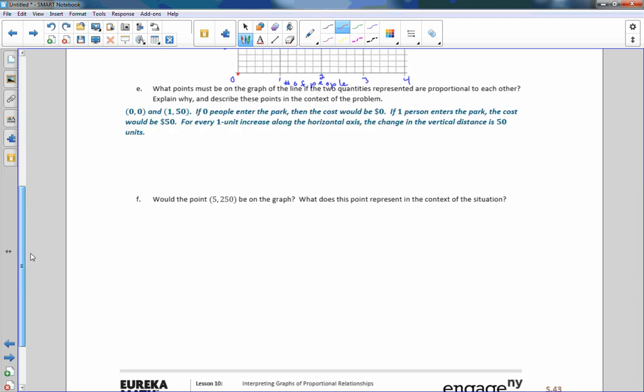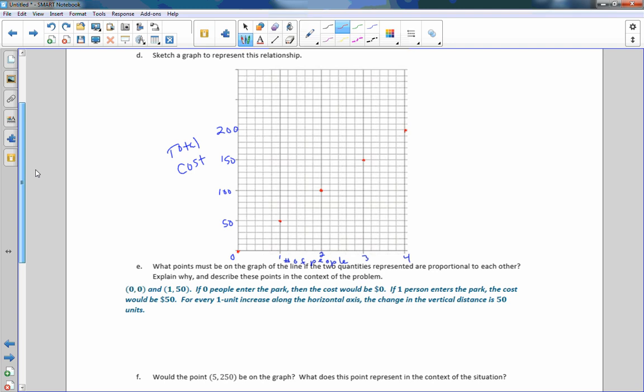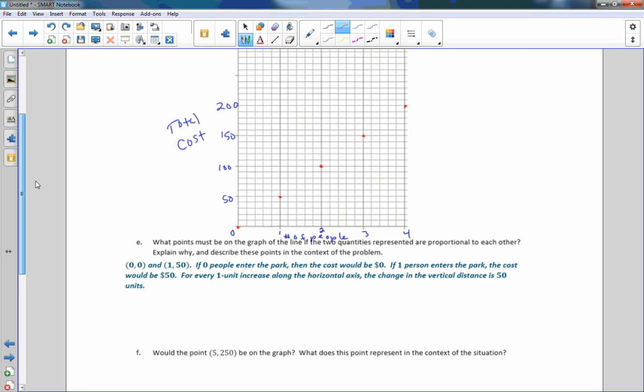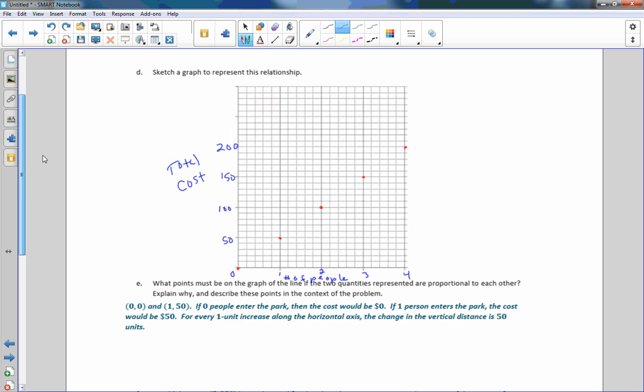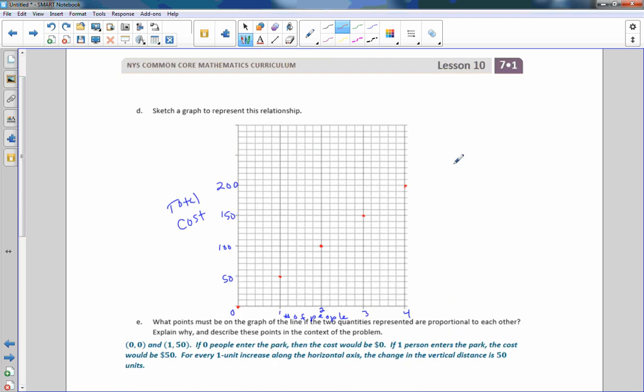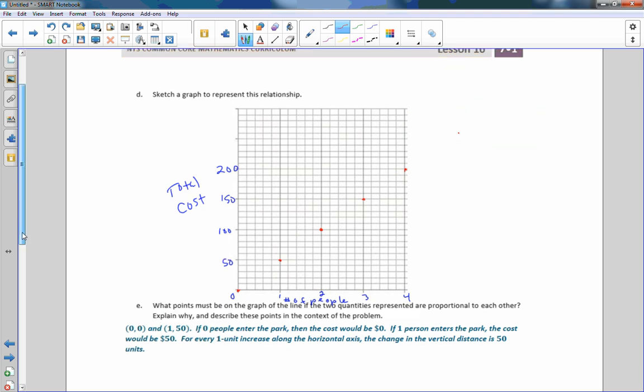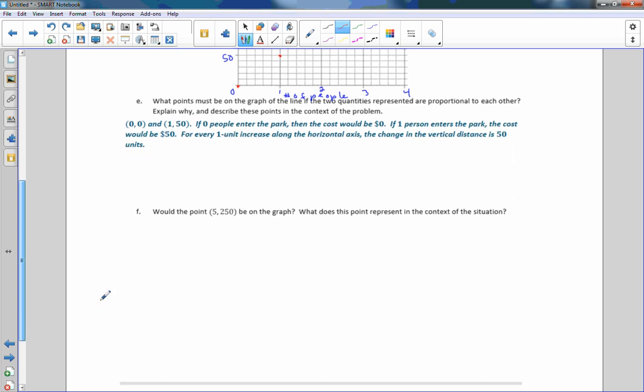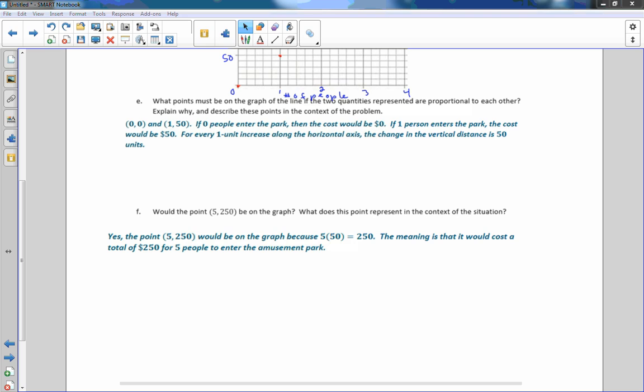F. Would the point 5, comma 250 be on the graph? And what does this point represent in the context of the situation? So if I came out to 5 and put a dot at 250 somewhere around here, would it be on the graph and would it be on the line? And what is the context of 5, 250? Okay, so yes, the point 5, 250 would be on the graph because 5 times 50 is 250. The meaning is that it would cost a total of $250 for 5 people to enter the amusement park.